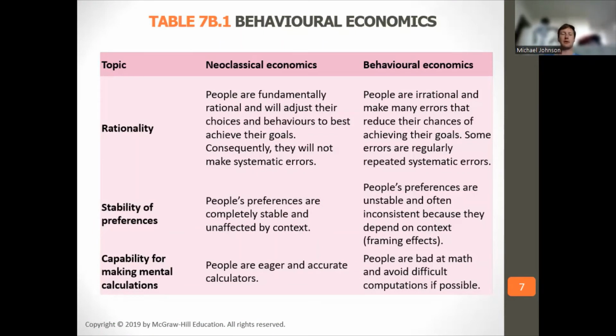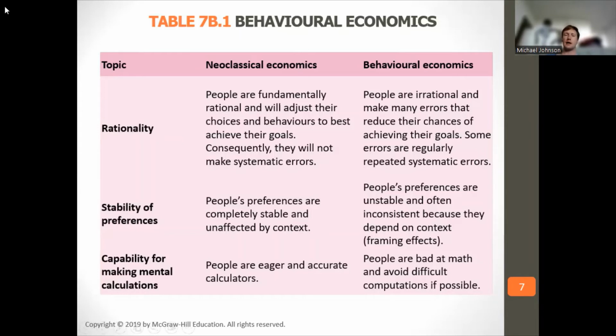And capability for making mental calculations. People are eager and accurate calculators in neoclassical economics. That's true for a lot of people. And then in behavioral economics, people are bad at math and avoid difficult computations if possible. That's true of a lot of other people. So yeah, you gotta just observe it on a case by case basis.